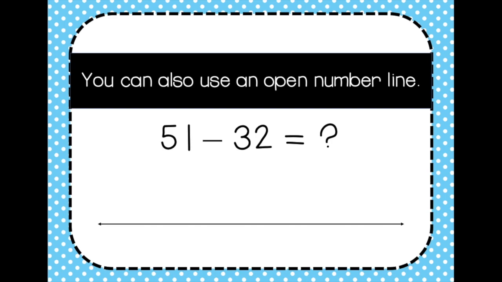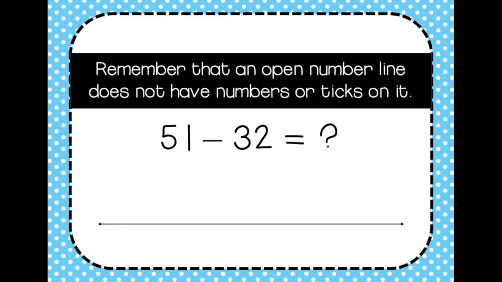You could also use an open number line, and this is really handy because not many of us carry a number line around with us when we go out, and we often do math when we're out. So let's look at 51 minus 32 on an open number line. Remember that the open number line does not have any numbers on it or ticks.